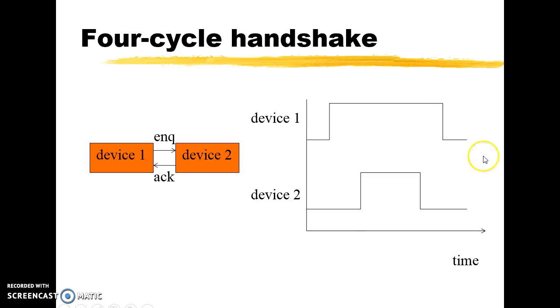At the end of the handshake, both the handshaking signals are low, just as they were at the start of the handshake. The system has thus returned to its original state in readiness for another handshake-enabled data transfer.